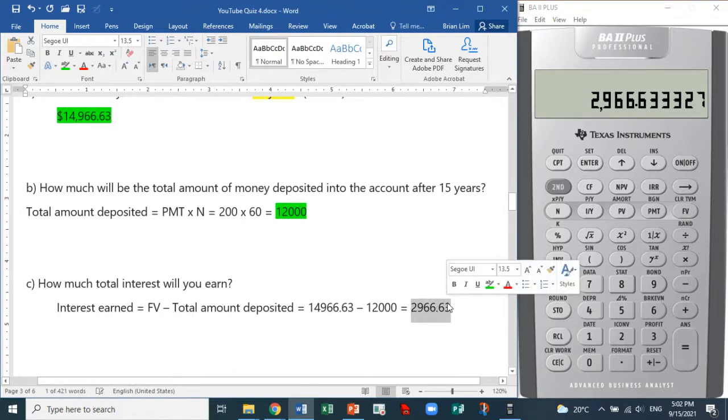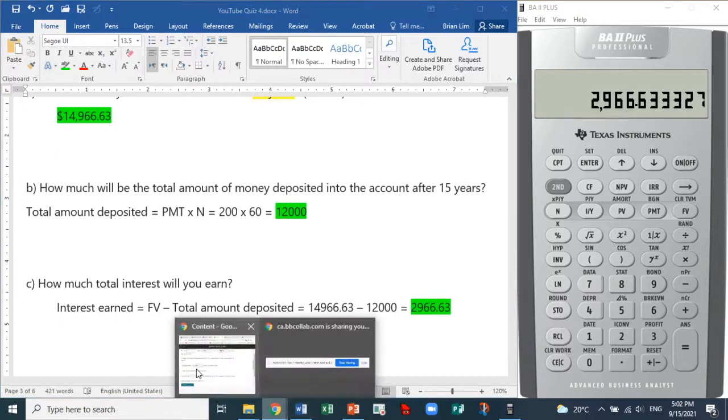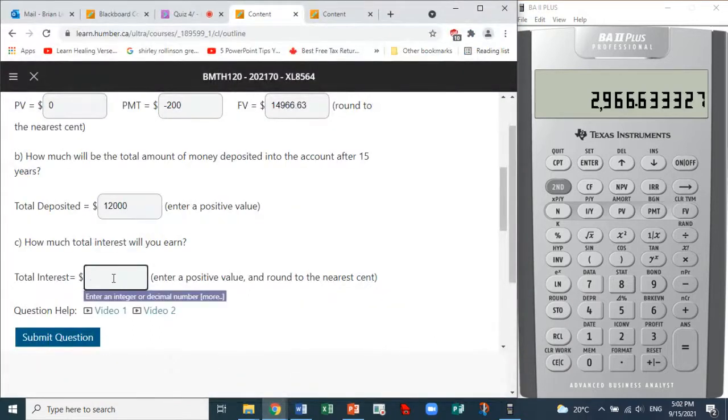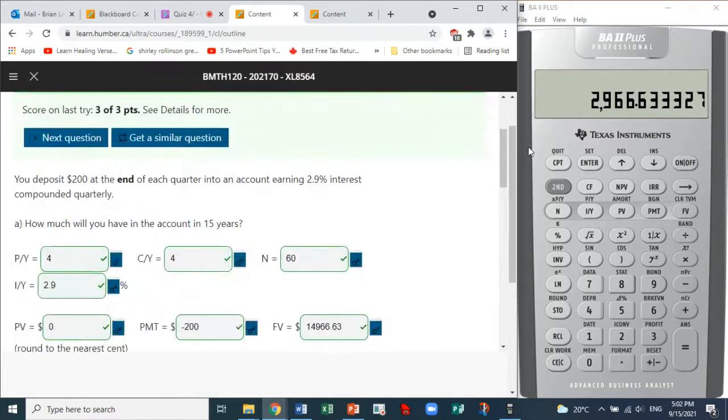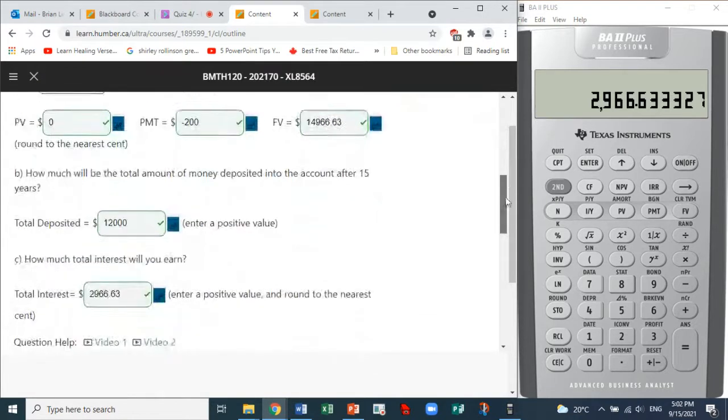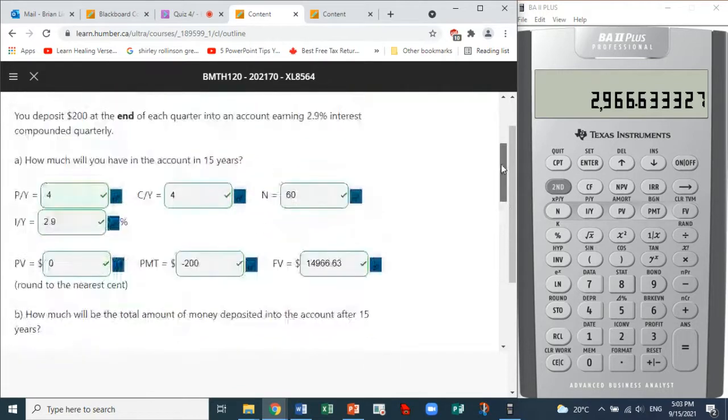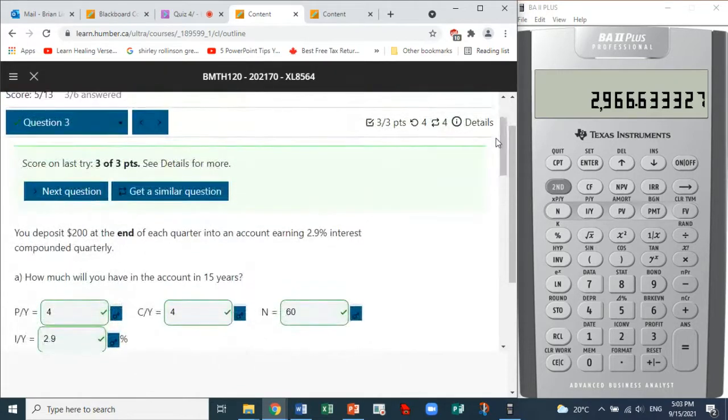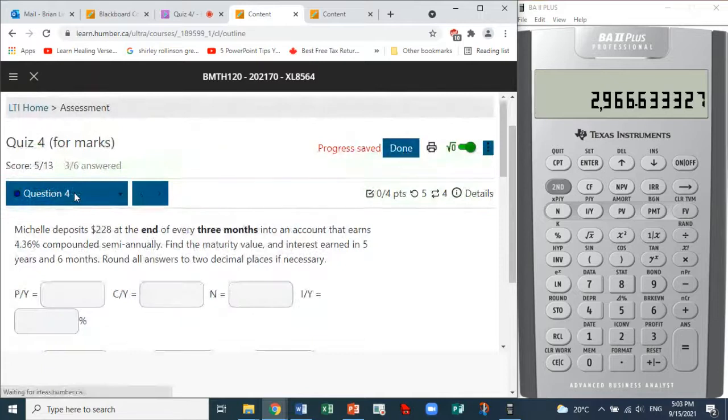Okay, so there we have it, and hopefully we are correct. All right, 2966.63, and we submit, and we seem to be correct. Yes, we are. So that is quiz 4, question 3. All right, let's go to the next question, question number 4.